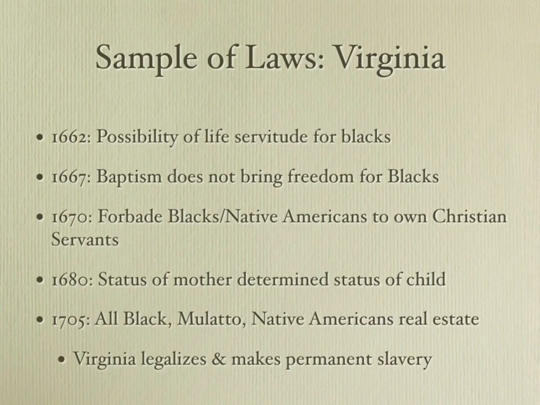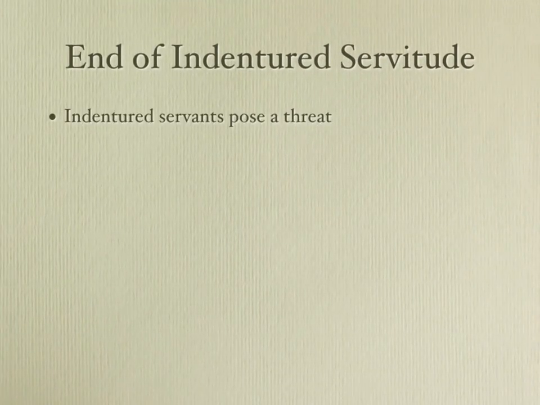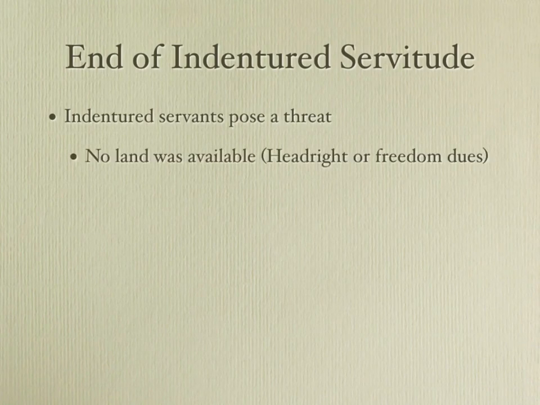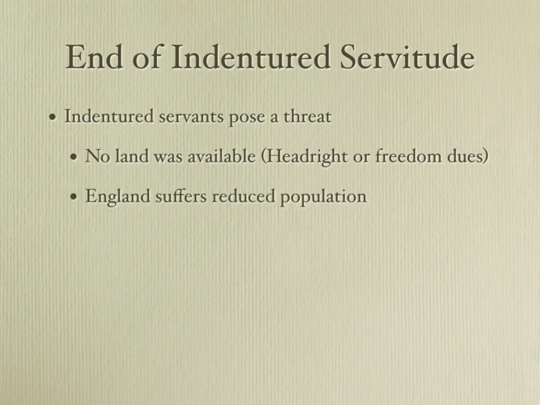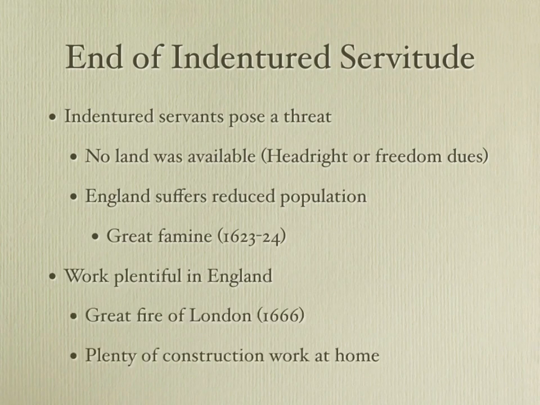So we can see from this, by 1705, Virginia will make slavery essentially permanent. So we get the end of indentured servitude, which is really going to spur on this quest for slavery. And of course, as I stated before, land becomes less available. England has a massive reduction in its population, meaning that there's lots of work to do. Work is plentiful. There is essentially no need for the English poor to come over to the New World for opportunity when famine and the Great Fire of London have made available plenty of work within England.